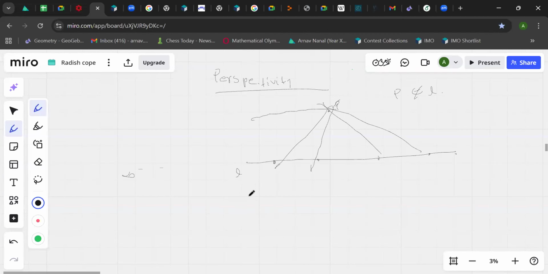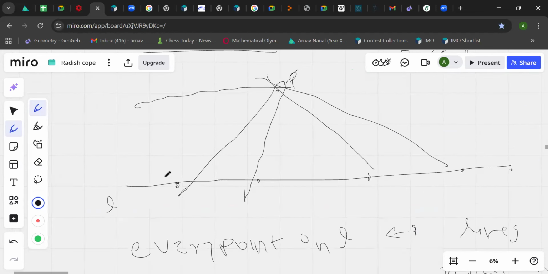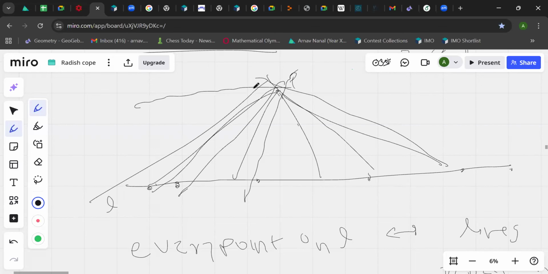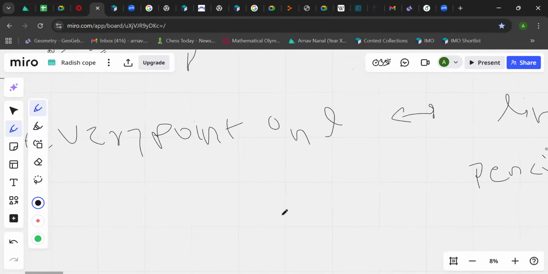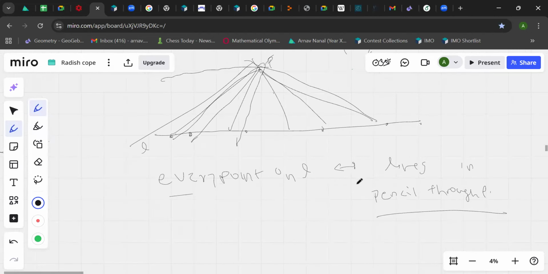Yes. So we can say that there is a bijection between every point on L and the lines in the pencil through P. Basically, if you get one point here, you can take the bijection, take the line defined by that, and you will get every line. Similarly, if you have the pencil, you can project onto the point where each line intersects L.